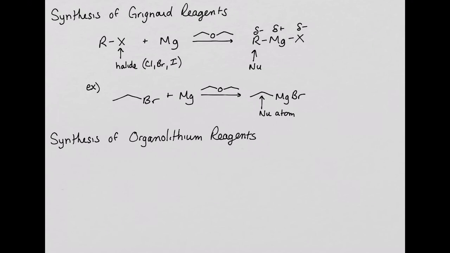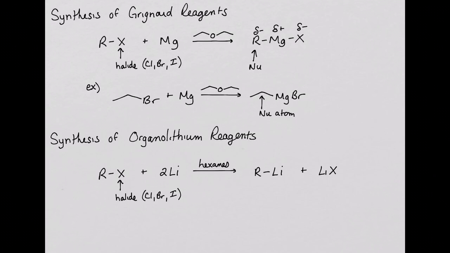Organolithium reagents are synthesized by mixing an alkyl halide, either a chloride, bromide, or iodide, with lithium metal. This reaction is typically carried out in hexanes, another aprotic solvent. The product is the organolithium reagent, along with the lithium halide salt. Again, due to the low electronegativity of lithium, a partial negative charge is carried on the carbon. And again, the carbon is the nucleophile.